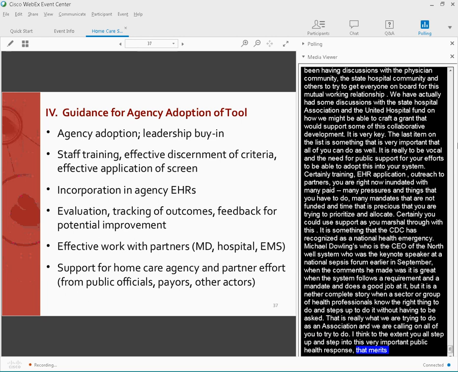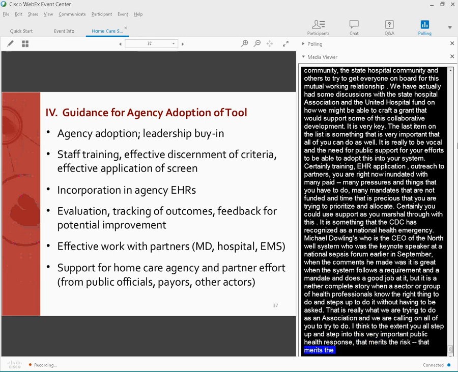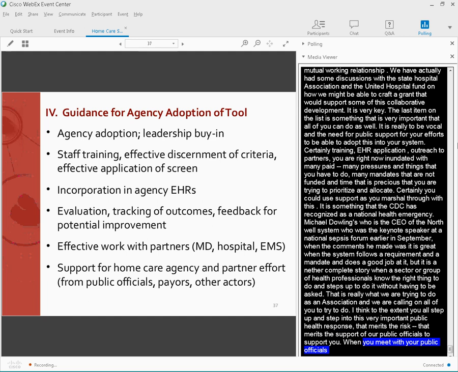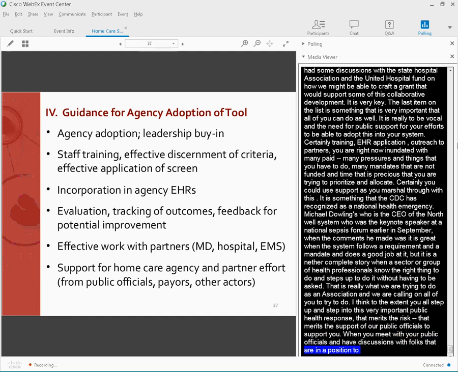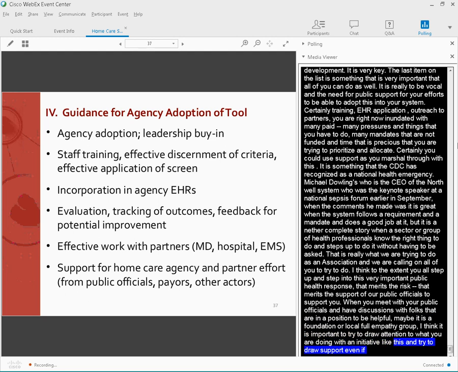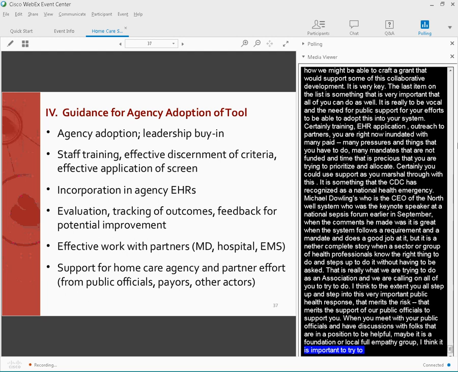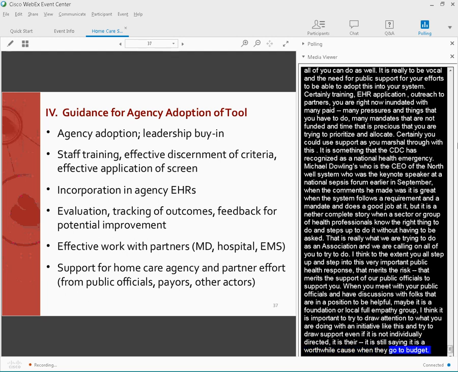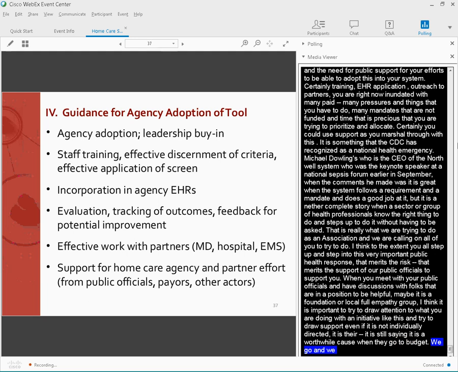So when you meet and have discussions with folks who are in a position to be helpful, maybe it's a foundation, maybe it's a local philanthropy group, I think it's important to draw attention to what you're doing with an initiative like this and try to draw support, even if it's not individually directed. It certainly primes those elected officials when we go to them in the budget and say, this is a worthwhile cause. We're still in that mode where it's a little bit of deer in headlights, where we talk about the issue, and it's very difficult for officials to make the connection. But if we continue to work on it at all levels, I think we'll get there.